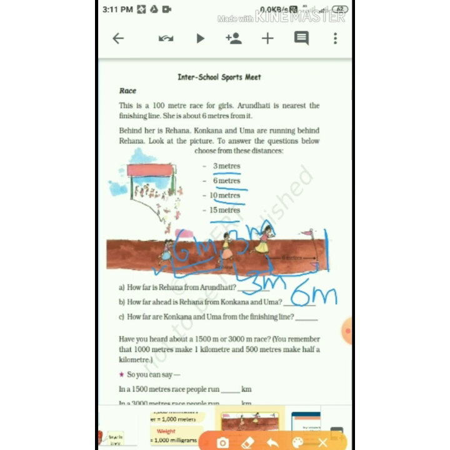So to find out the distance, we have to add them all. We have to add 6 meters plus 3 meters plus 6 meters. This is the distance of Konkana and Uma from Rihanna. Now this is the distance of Rihanna from Arundhati. Now this is the distance of Arundhati from the finishing line. When we add them all, we will get 15 meters. So the answer is 15 meters.